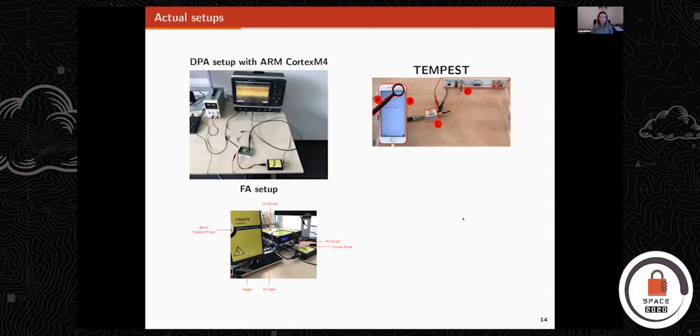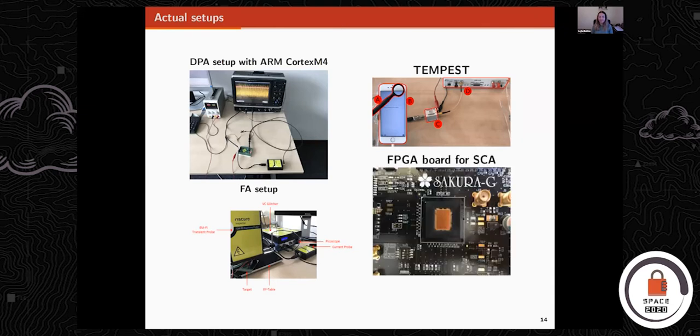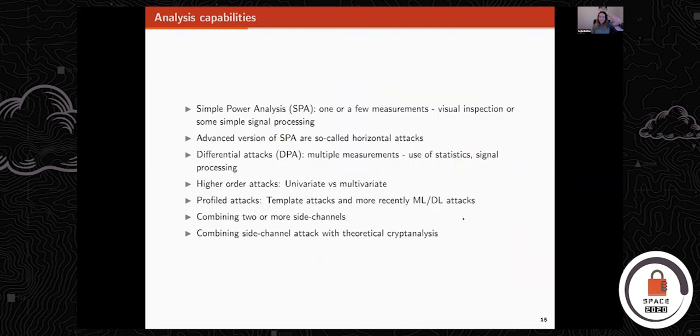The Tempest setup in the top right corner is something that I will also mention later on, so for now it is just for your information. And the typical DPA setup with the ARM Cortex-M4, again, you see the same board as in the setup below, which is also decapsulated so that we can easily tamper and eavesdrop on those power lines. And then, typical for hardware implementation, we use an FPGA board that is produced by Sakura, typically for side channel analysis. It's a very good platform because you also have control, and it's already prepared for actual side channel attacks.